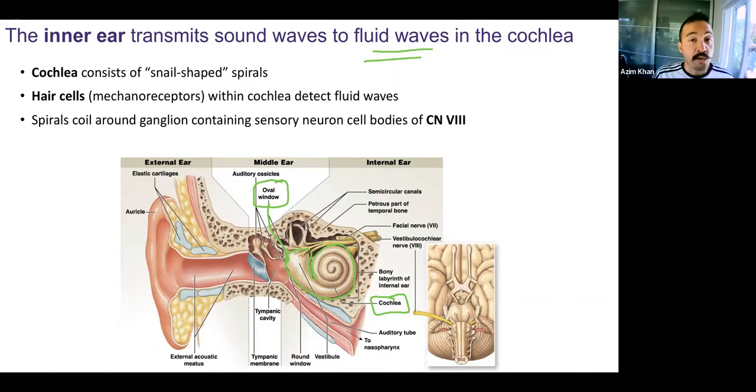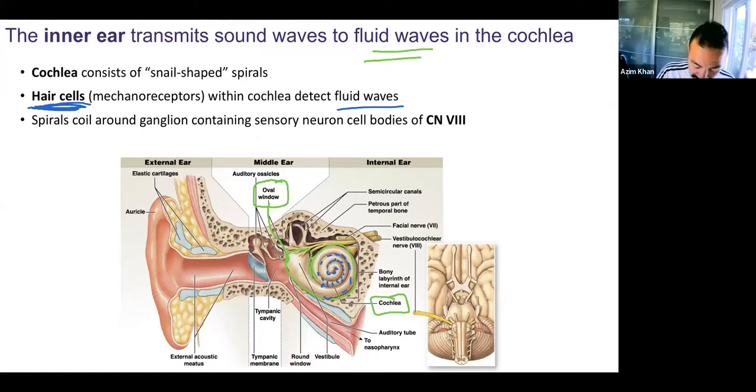Within the cochlea, not only do you have fluid, but you have receptors. The receptors are not pictured in this diagram because they're way too small, but they're lining all along these spirals. You have hair cells. Hair cells are a type of neuroepithelial cell. They are mechanoreceptors, meaning the stimulus to activate them is some kind of movement. So in this case, it's fluid movement. They detect fluid waves within the cochlea, thanks to the oval window vibrating.